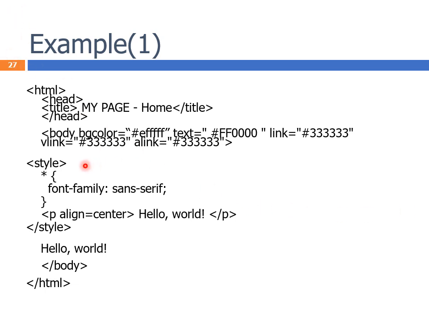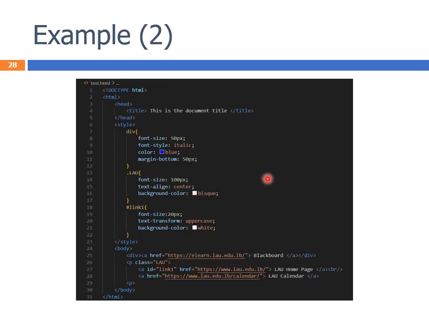So this is another example. We change the body color. We change the color, background color, text color, link color, v-link color, a-link color. We change the style of the font and the alignment. Another example. So it's clear. If you follow those examples and run them, and you are able to run them, then it's easy for you.